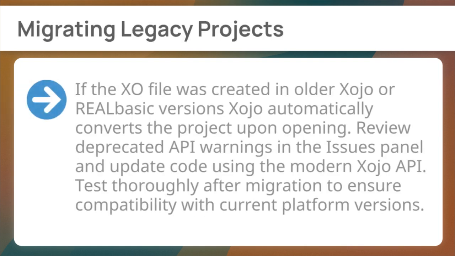Finally, migrating legacy projects. If the XO file was created in older Xojo or REALbasic versions, Xojo automatically converts the project upon opening. Review deprecated API warnings in the Issues panel and update code using the modern Xojo API. Test thoroughly after migration to ensure compatibility with current platform versions.